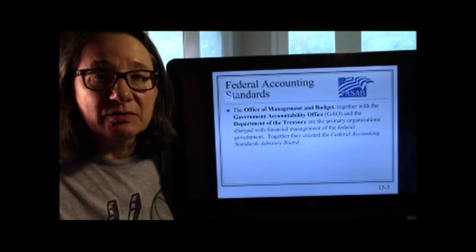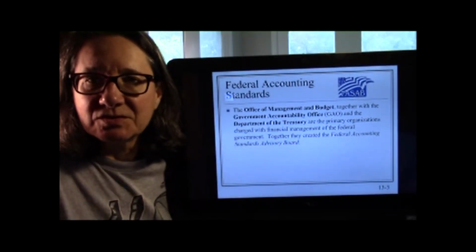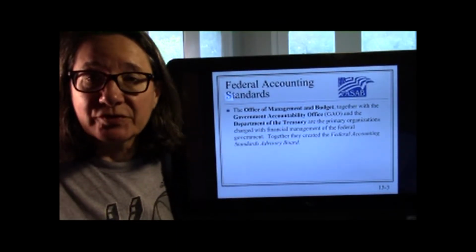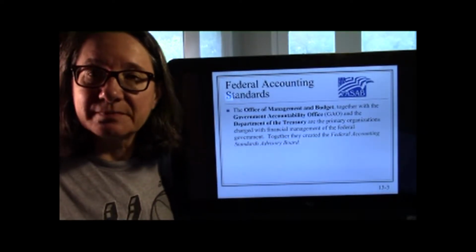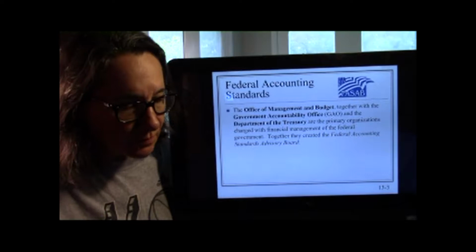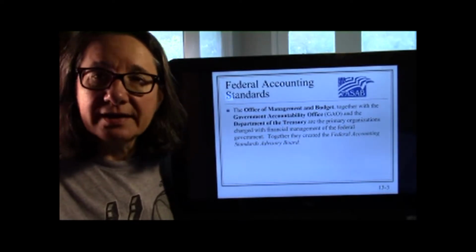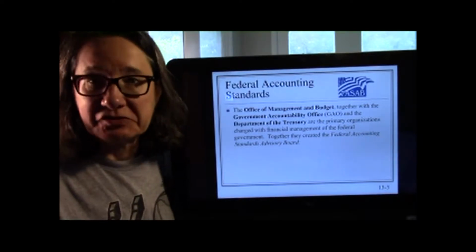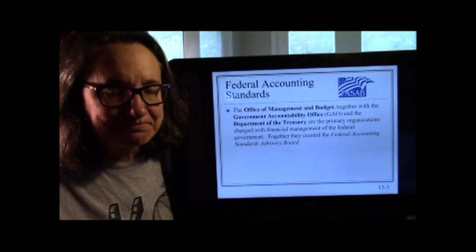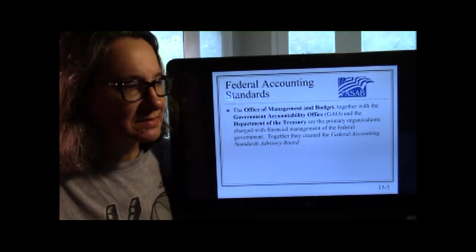Remember, the U.S. is a sovereign nation, so it can make up its own rules. They are required by our Constitution to make financial reports, but there's not a whole lot of details about how to do that in the Constitution. In fact, there's no details. So they have this board that makes it up.